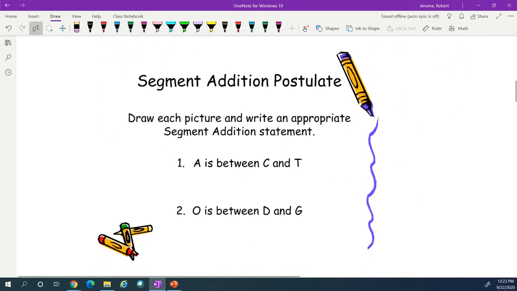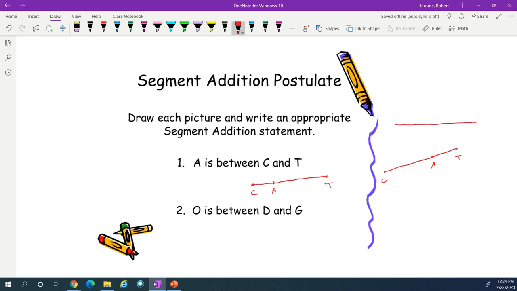Okay. So first of all, we want to understand and be able to draw these things. So looking at number 1, A is between C and T. I'm going to draw a segment. At one end is C, and at the other end is T. A is somewhere on there. But again, it does not mean middle, so I'm not going to put it there. Maybe I'll shift it a little bit to the left. I could have shifted it a little bit to the right. In fact, I can switch C and T. I could put T on the left and C on the right, and A somewhere. All of these represent A between C and T.